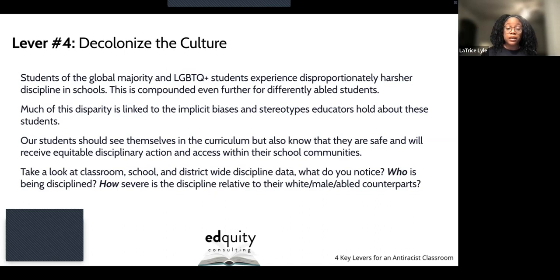Or sometimes we have to really, and now we see it more often in schools, social emotional learning. But I know when I was growing up and when I was in school, we didn't talk about how to deal with our feelings. So that's just a couple of ways you can think about how you can decolonize the culture in your classroom.